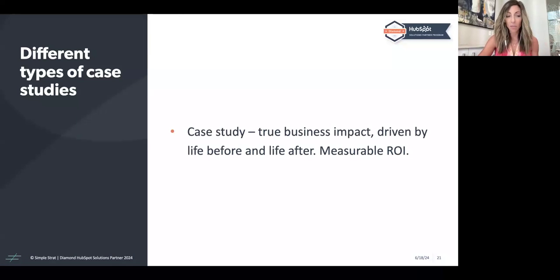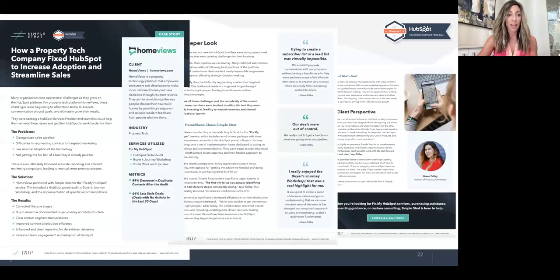So the first type of case study is the one we've been talking about so far, which is the case study. This one has true business impact. It's driven by life before and life after, and there is a measurable ROI or many measurable ROIs. So again, the case study that I showed previously was one that we designed. This is another similar one where a property technology company had fixed their HubSpot and increased adoption and streamlined sales. A couple of metrics we had there were a decrease in duplicate contacts. That's a sign of a messy portal, when you've got duplicate contacts. Another thing is deals that sit in a stage for too long. So some of those things were implemented. Again, we've got quotes, and then we've got the actual marketing contacts that lent some insight here as well.